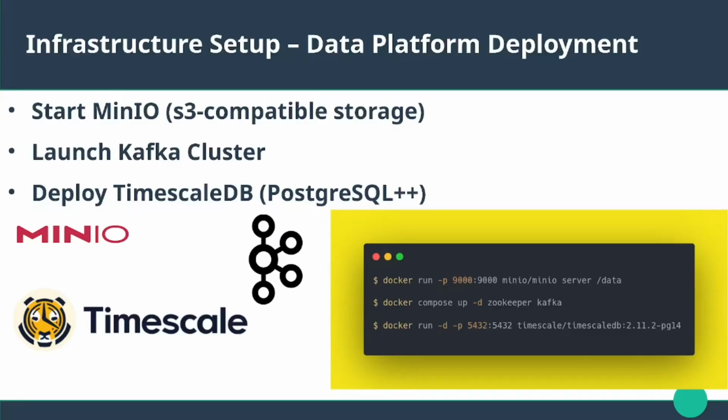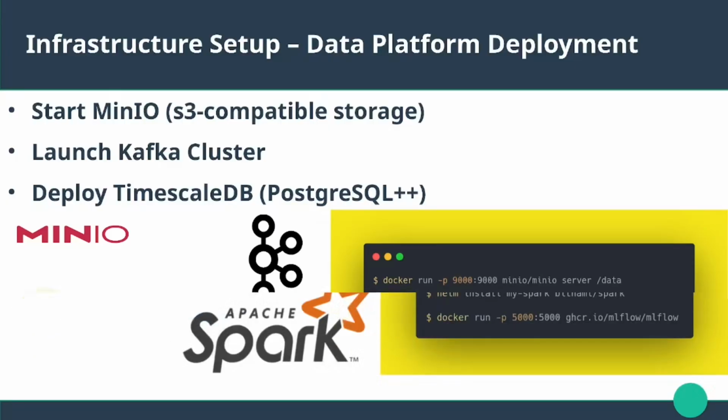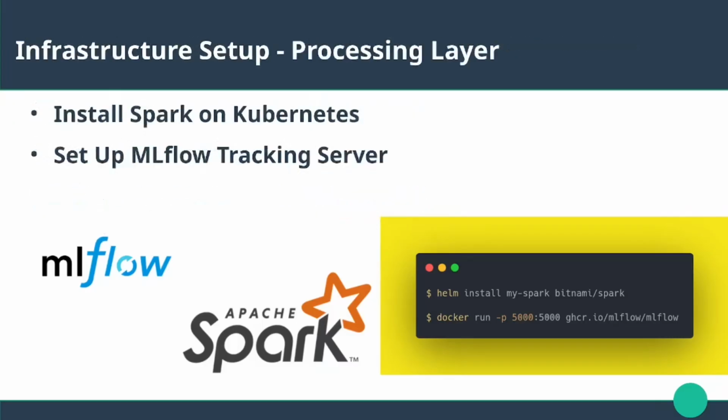Now let's go to the next layer, the processing layer. First, we need to install Spark on Kubernetes, which can be done using this Helm Spark operator, and this basically creates the scalable processing cluster. And the second part is to install the MLflow tracking server, which can be installed using this Docker run container. You can access the experiments at localhost 5000, which is the default port.